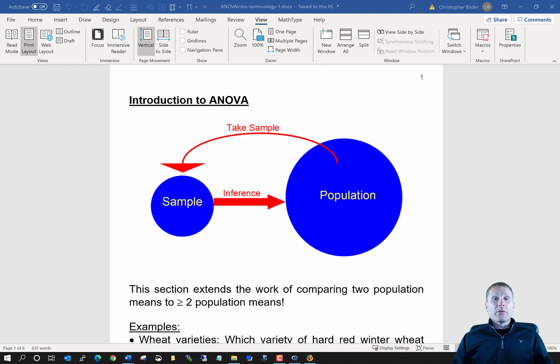We've talked about how to do inference for one mean. We've talked about how to do inferences for two means. Well, what about inferences for three or more means? And that's what our next section talks about. This next section is called an introduction to ANOVA. ANOVA stands for analysis of variance.